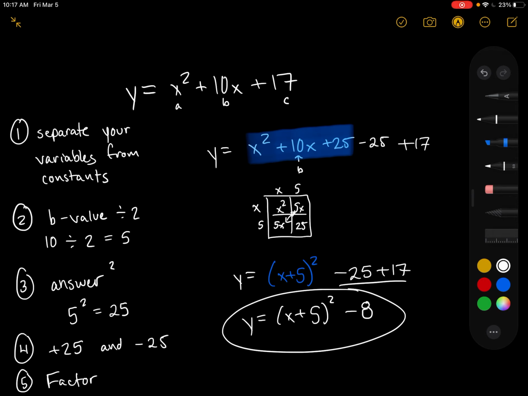So just a quick example here, going through the 5 steps to make sure that we know how to complete the square. I know we've done this before, not in this context.